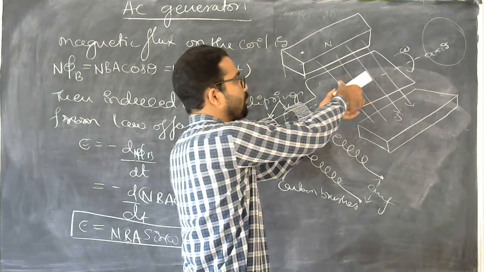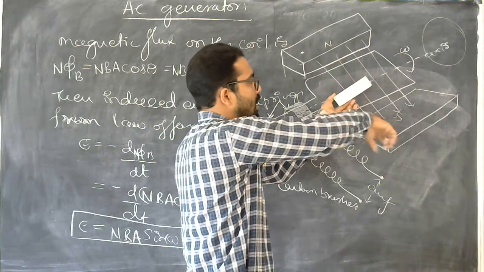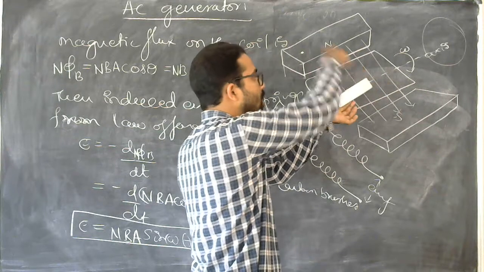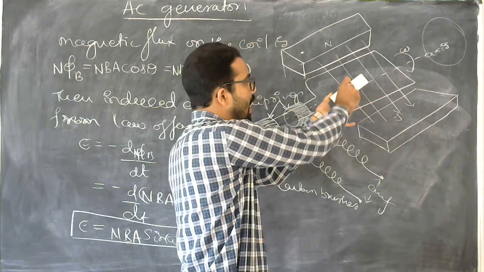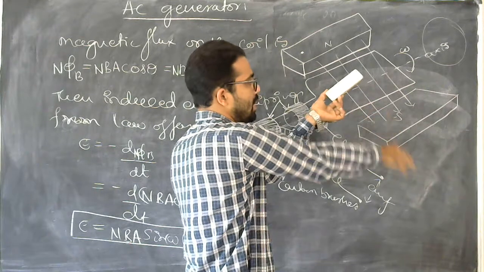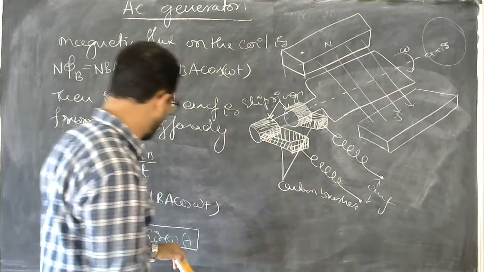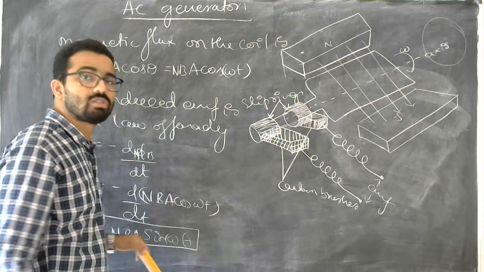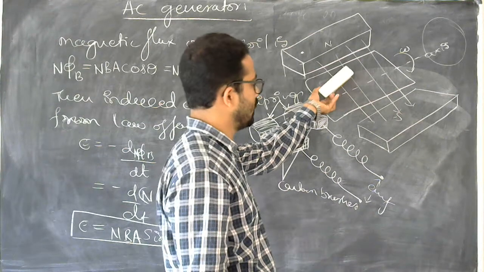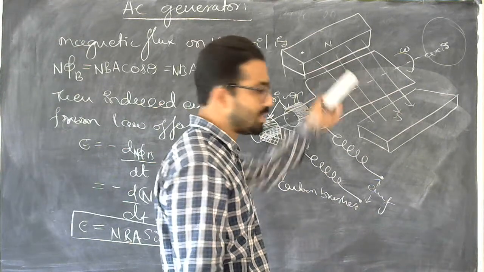Along this direction, the magnetic field and the area are in the same plane, right? This is the direction of the area, and the magnetic field also. The angle is 0 here, so the EMF is also 0. If the plane is like this, then the EMF is 0.